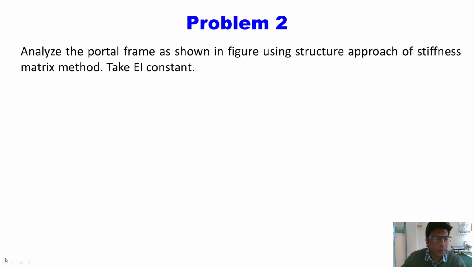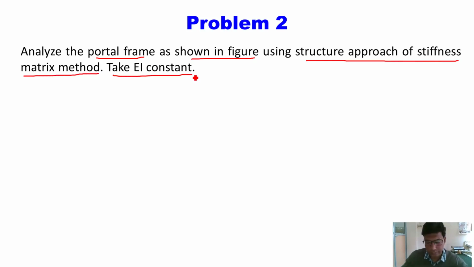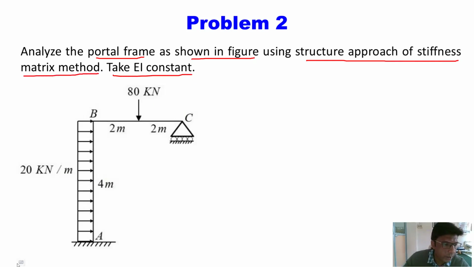The statement of problem is: analyze the portal frame as shown in figure using structure approach of stiffness matrix method. Take EI constant. So the given frame is having one column and one beam. Column is subjected to uniformly distributed load of 20 kN per meter and beam is subjected to central point load of 80 kN. EI is constant.